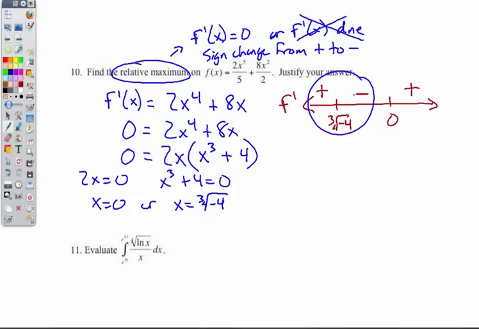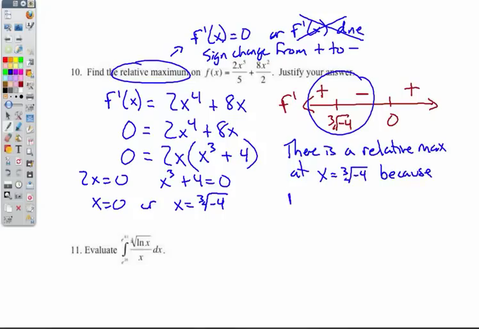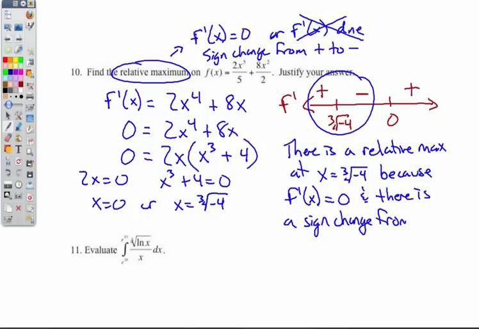So we can say that there is a relative max at x equal to the cube root of negative 4, because f prime of x equals 0, and there is a sign change from positive to negative.